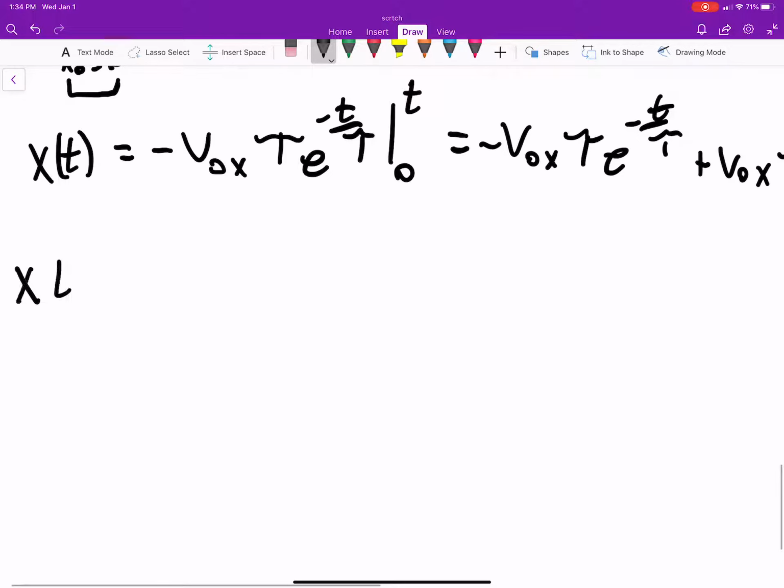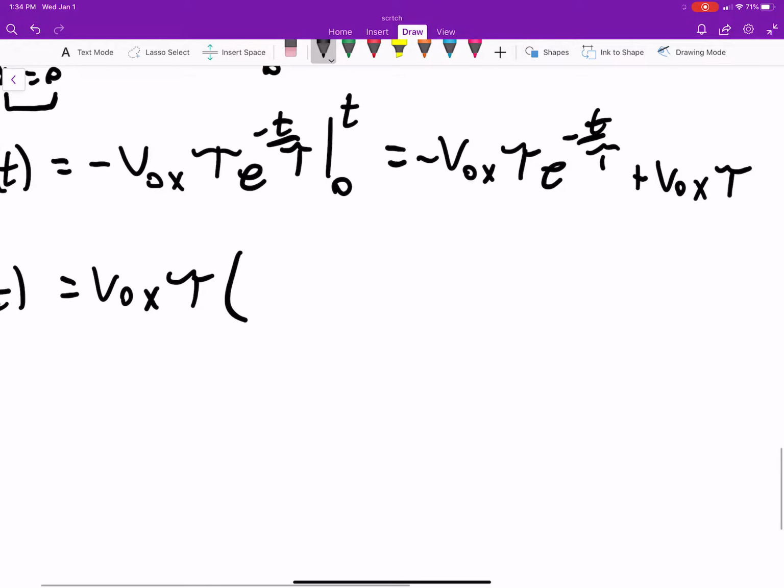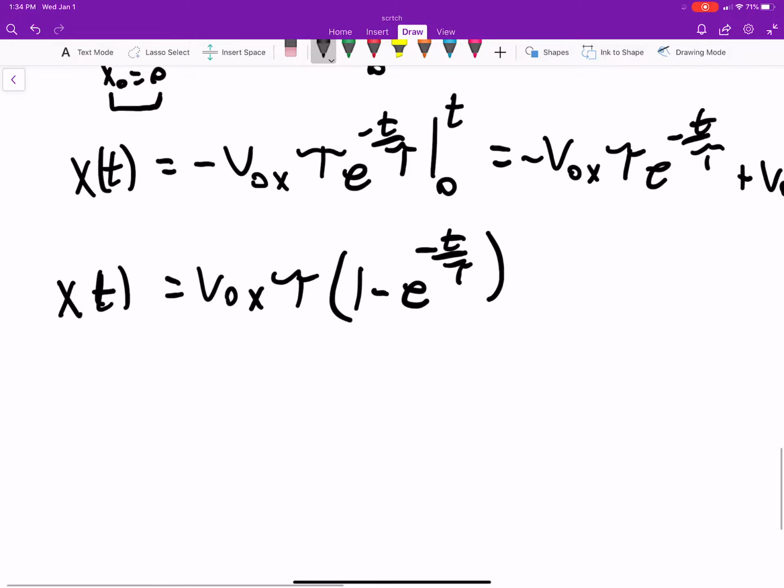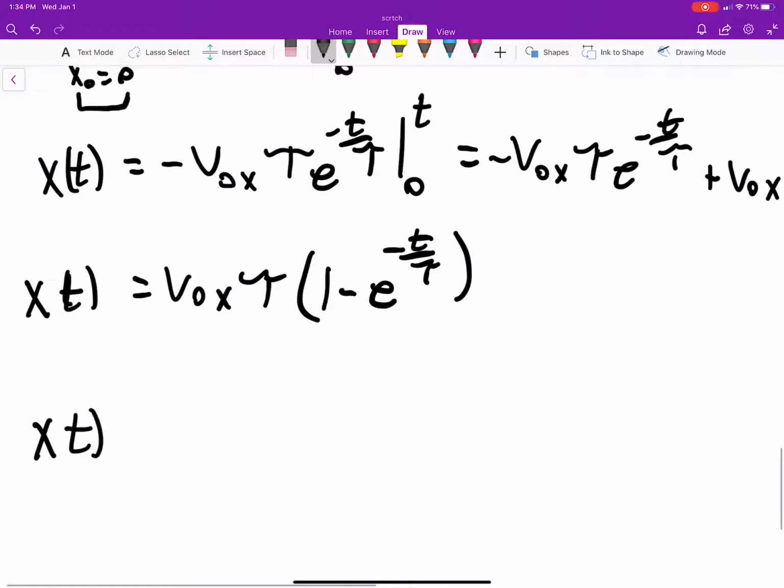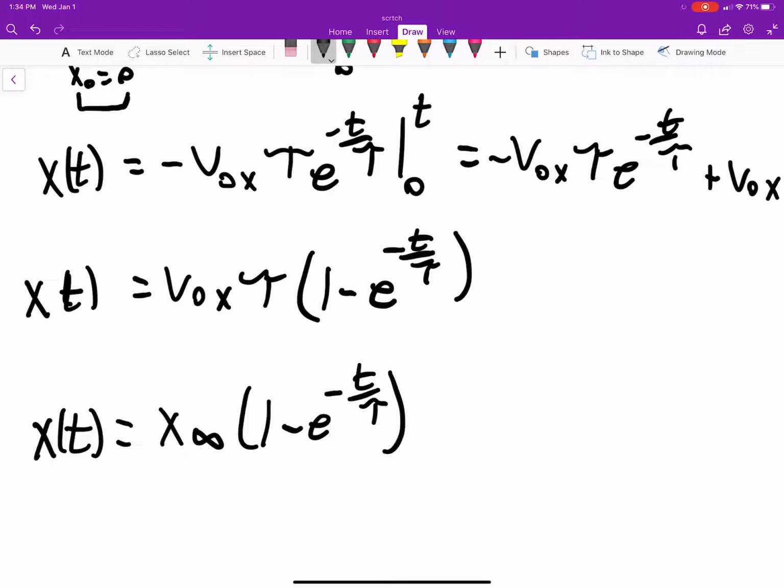So x as a function of time is v naught x tau. I'm factoring the v naught x tau out of each one, and I'm left with 1 minus e to the minus t over tau. And just writing it a little bit differently, we can say this is x to infinity times 1 minus e to the minus t over tau, where x sub infinity is just v naught tau.